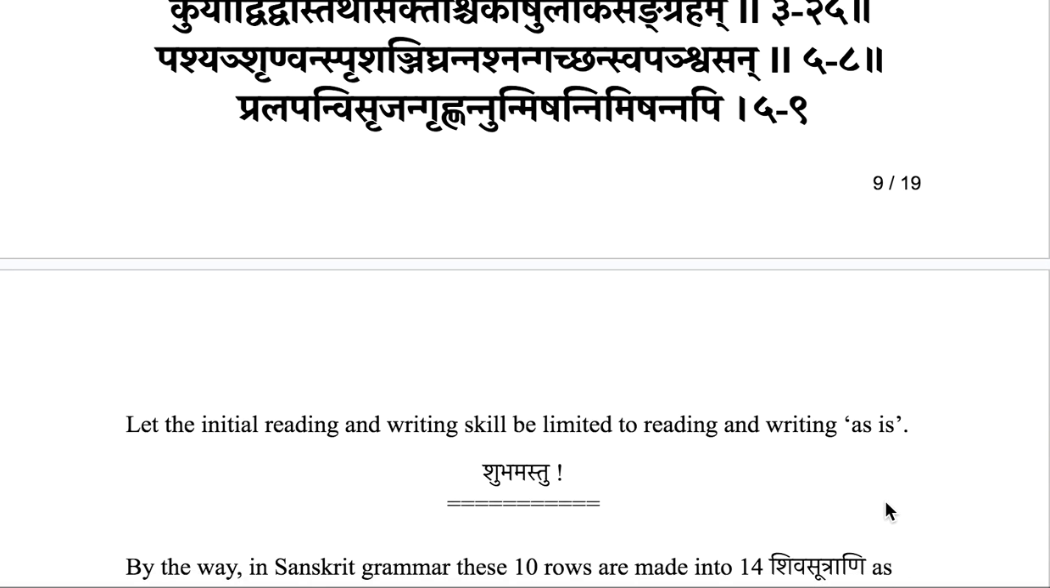Let the initial reading and writing skill be limited to reading and writing as is. Shubhamastu.